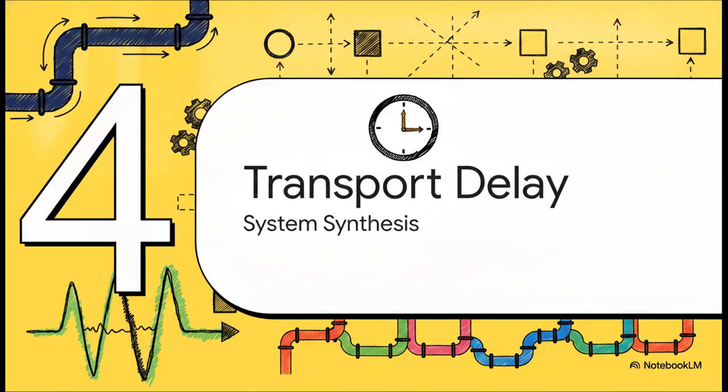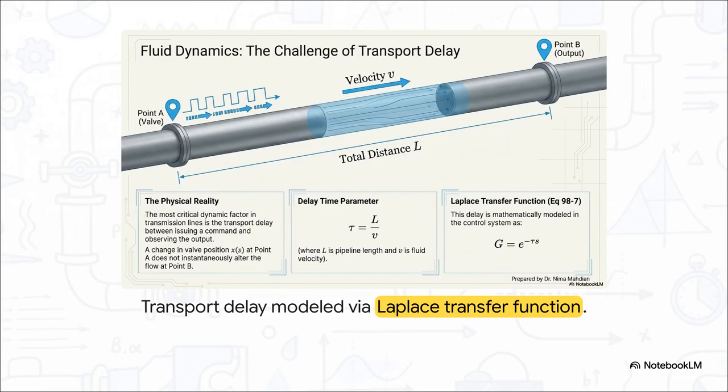With our linear gains mathematically locked in, we now have to address the most critical, and frankly often the most frustrating, dynamic factor in any long-distance transmission line. The physical reality of a pipeline is that a command issued at the valve at point A does not instantly alter the flow miles away at point B. The fluid has a specific velocity, v, traveling over a total distance, L. This creates a delay time parameter, tau, which simply equals L divided by v.